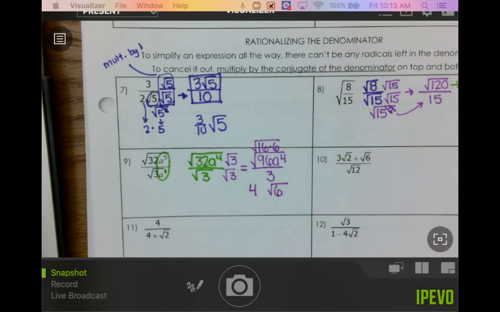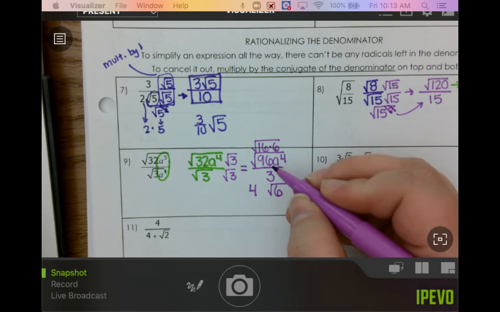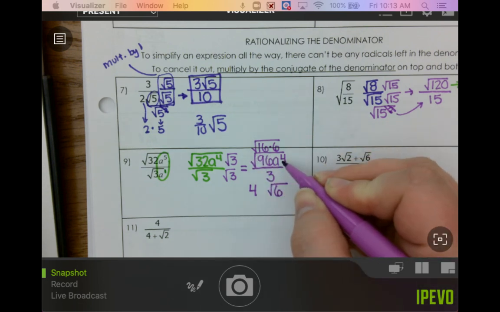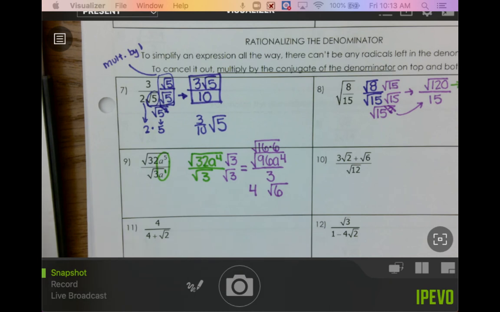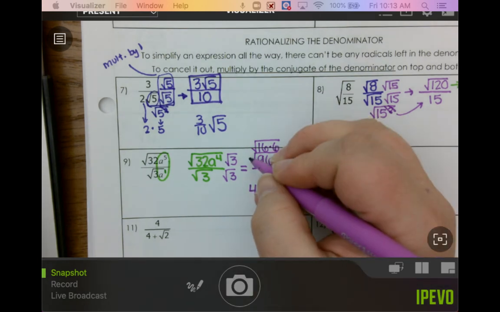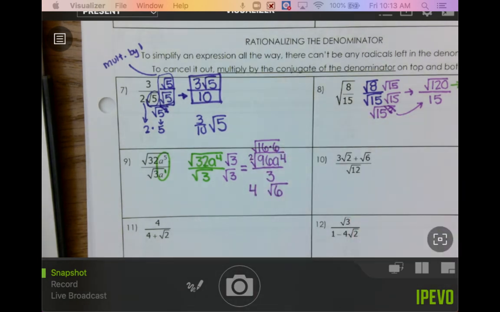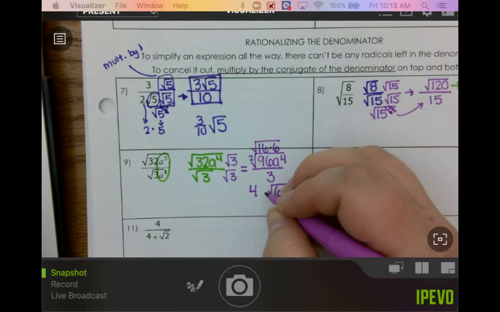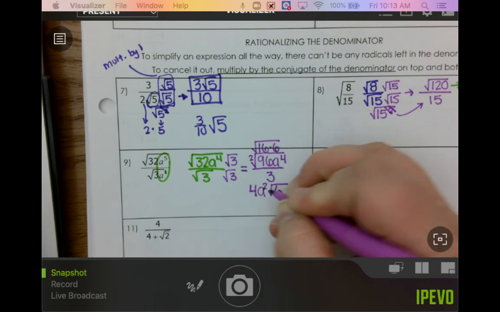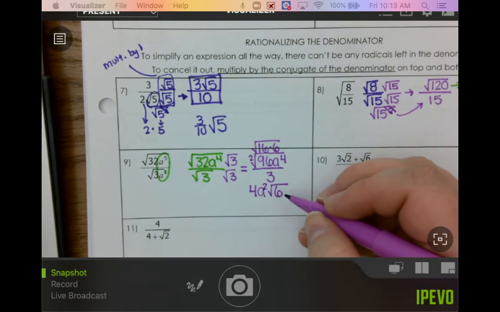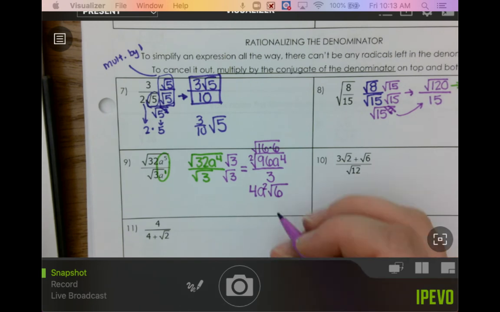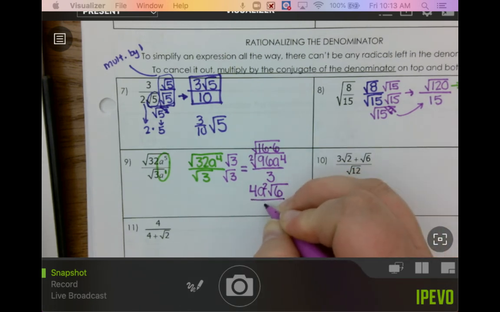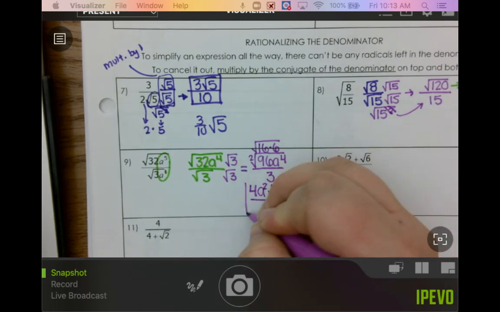Notice I left a little gap there. That's because I'm also going to try and take the square root of a to the 4th. Just a little reminder that when you do that, this is the square root, so you can put an imaginary 2 in the index spot. 2 goes into 4 twice, so a squared can come out, and there's none left to stay underneath. Just don't forget you have a denominator of 3 on the bottom.